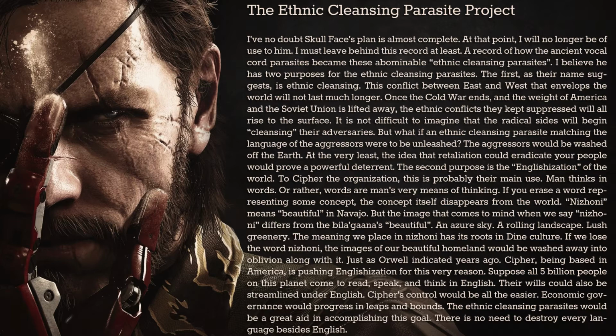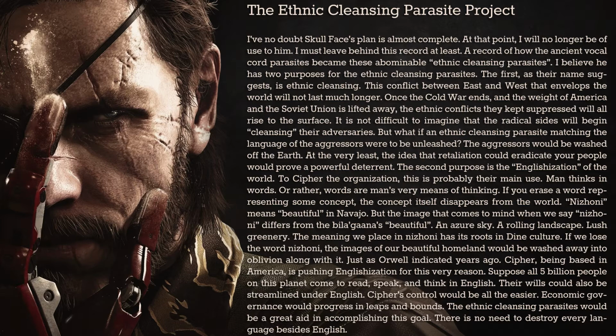But what if an ethnic cleansing parasite matching the language of the aggressors were to be unleashed? The aggressors would be washed off the earth. At the very least, the idea that retaliation could eradicate your people would prove a powerful deterrent. The second purpose is the Englishization of the world. To cipher the organization, this is probably their main use. Man thinks in words, or rather, words are man's very means of thinking.